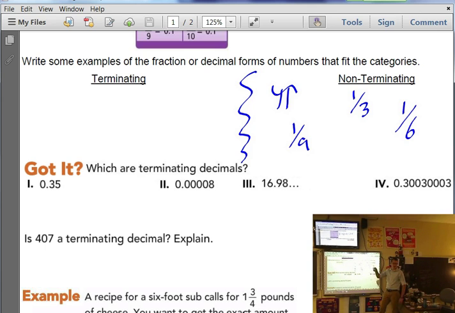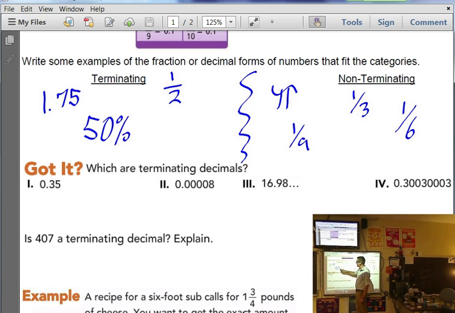Let's get some terminating examples. Andrew? 1.75. Yeah, so that would be like 1 3/4. This decimal ends, it does not repeat. Abby? Half. We can even have terminating values that don't even start as a decimal or fraction. Like 50%, that will be a terminating decimal. So just make sure you have a few examples so you're aware of the difference between terminating and not.